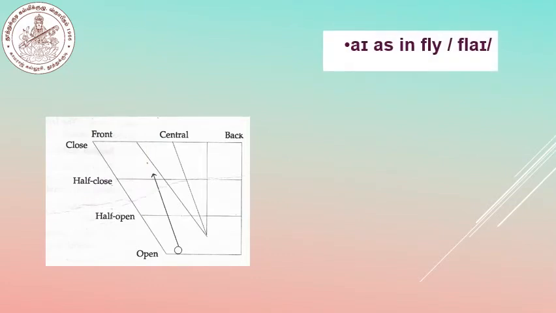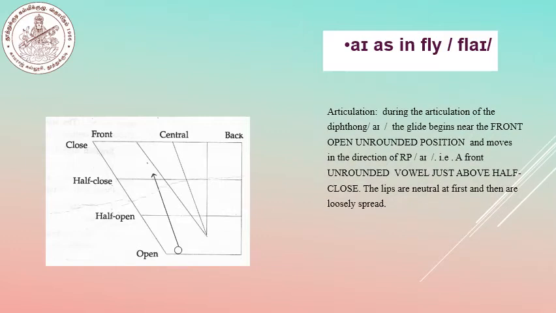This is how we write fly, I sound. The first circle is marked in the open position. That is the first vowel that is pronounced, and then it glides over to the close position. During the articulation of this diphthong I, the glide begins near the front open unrounded position and moves in the direction of the RP I, that is a front unrounded vowel, just above half close.